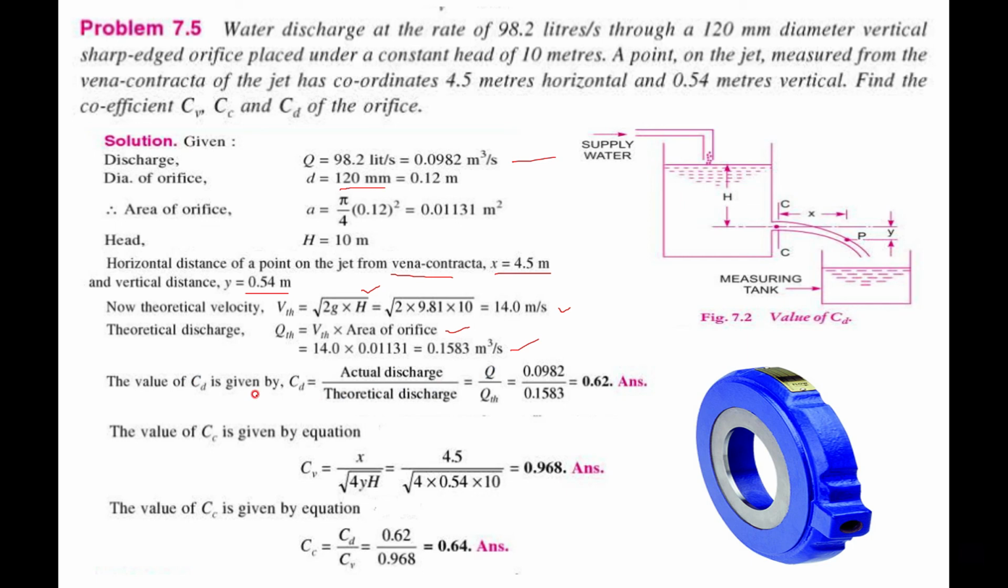Then the value of CD is given by CD is equal to actual discharge by theoretical discharge, Q actual by Q theoretical, that is 0.0982 divided by 0.1583. This will be 0.62. Then the value of CV is equal to x divided by root of 4yh, and this is the equation we have with us. Just substitute the values of x and y here, then you will get the coefficient of velocity. The CC can be easily calculated, that is CC is equal to CD by CV.